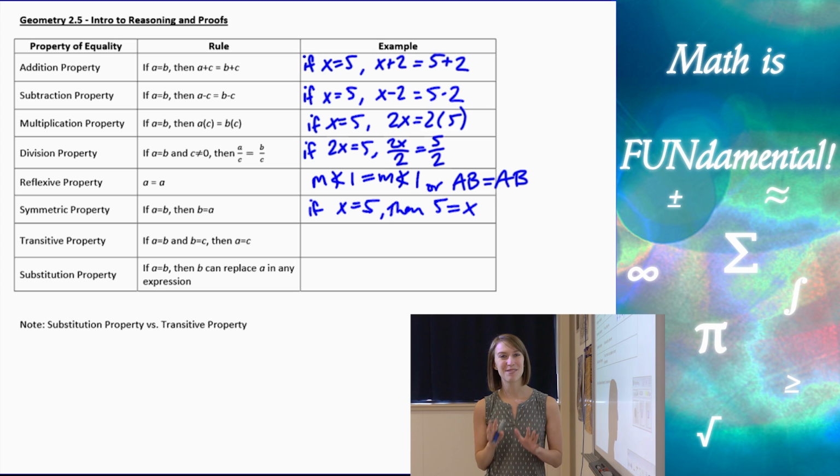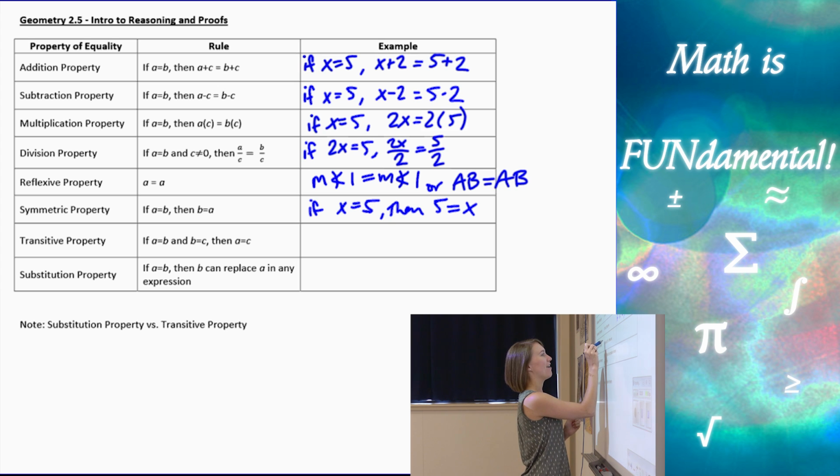Transitive property is one of my favorites. Transitive property says if a equals b and b equals c, then a equals c. The reason it's one of my favorites is because I like to call it the transitive train. So here I'm going to draw a little train. We have our little train car, and then our equal signs are like our connectors from our train cars. The B and the B get to go in the same car together, and then C is in the car.